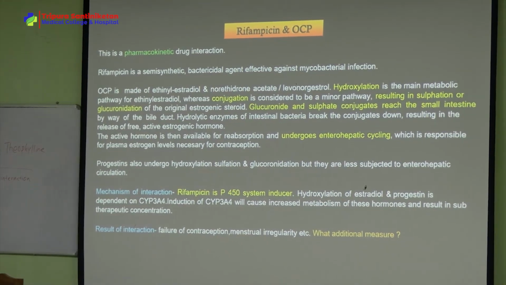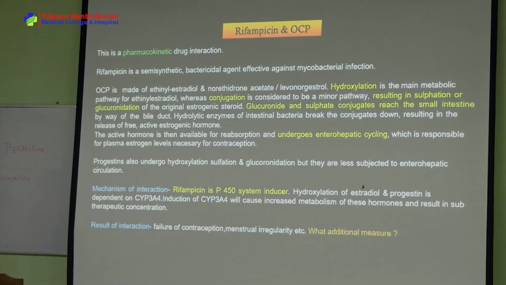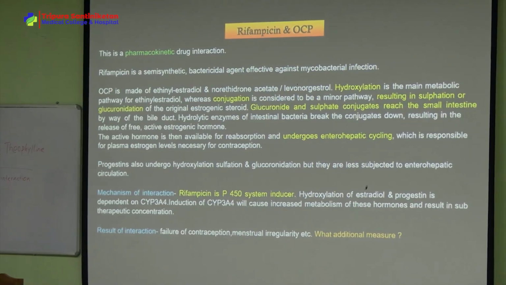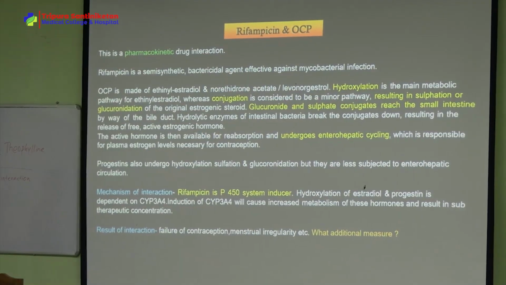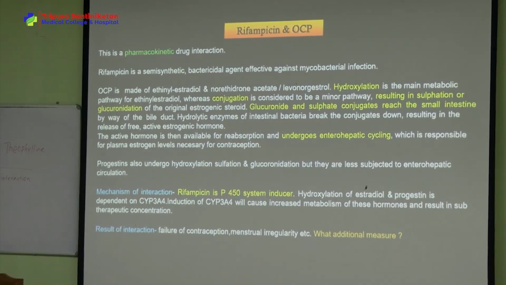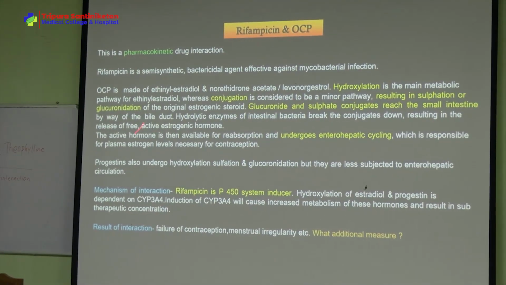So, what is the result of interaction? Failure of contraception. Okay. Failure of contraception, menstrual irregularity, etc. So, what is the additional measure to be taken? What can we take? We should avoid keeping OCP in patients taking rifampicin. Okay. So, you have to write this thing. Okay.